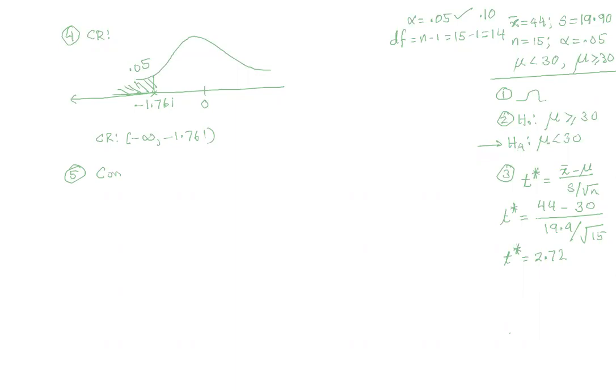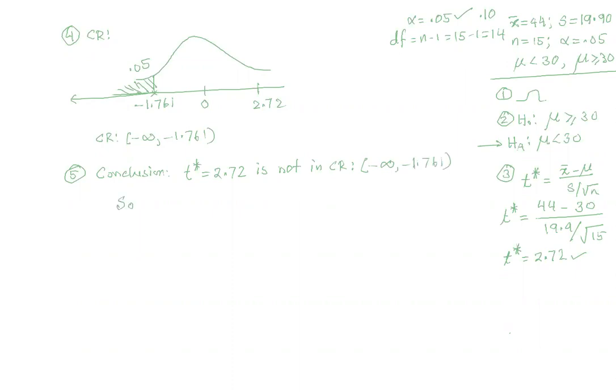Did I make a mistake anywhere? No. Conclusion. Let's see, mean is 44 and everything. Okay, looks good to me, unless I'm missing anything obvious. Obviously, this number is positive, which is somewhere here, right? 2.72. It is not even in the critical region. So T star is equal to 2.72 is not in the critical region, negative infinity to negative 1.761.